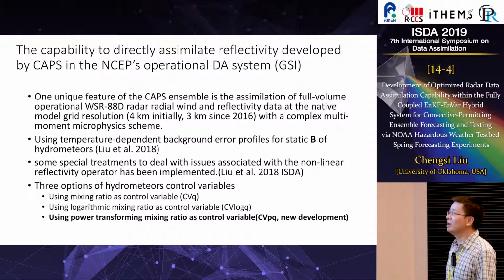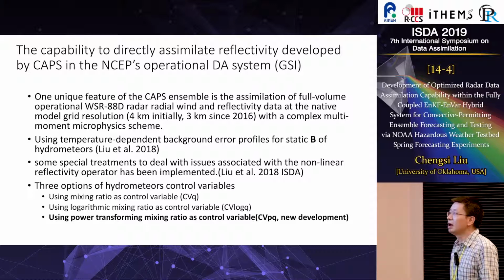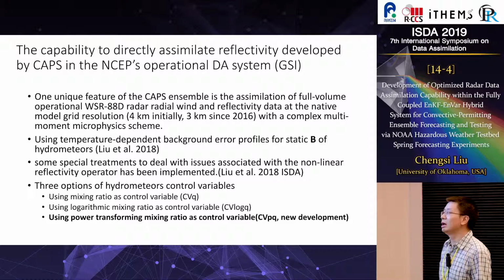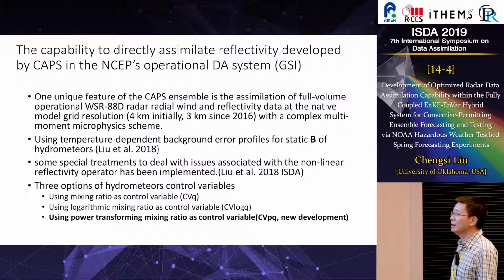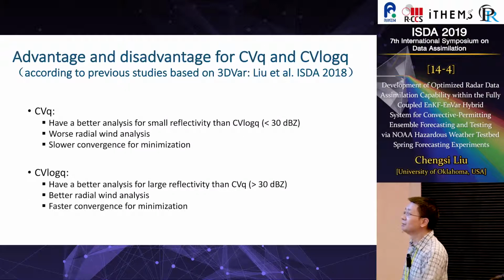We also have 3 options of control variable for hydrometeors. One is using the mixing ratio as the control variable. The other is the log transformation. And this time we have one more option, which is the power transform of mixing ratio. I will give more detail later.